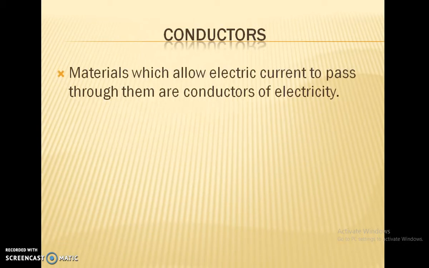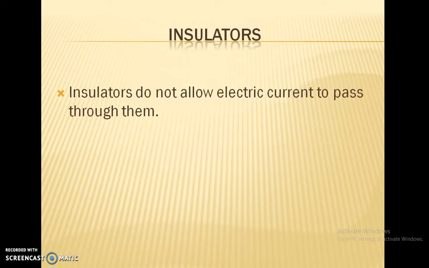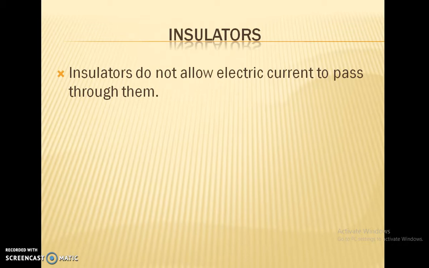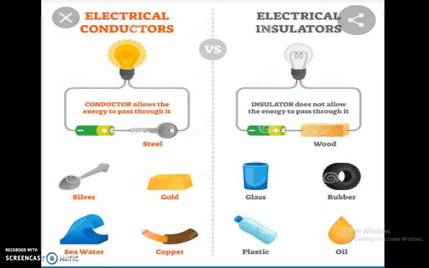Now let us see what are conductors. Conductors are the materials which allow electric current to pass through them. And what metals are used for making wires? You have copper and you have aluminium. Now let us see what are insulators. Insulators do not allow electric current to pass through them. Insulators like thermocol, air, water, paper, even wood and plastic, they are insulators.